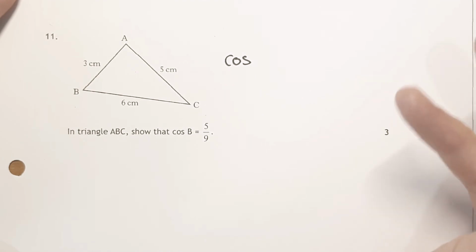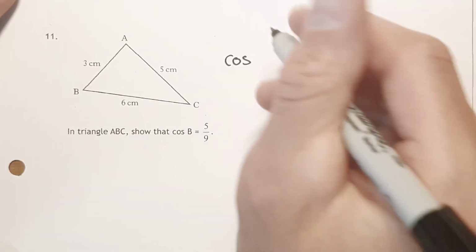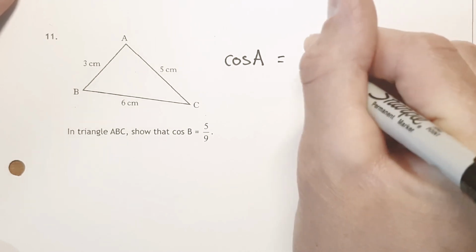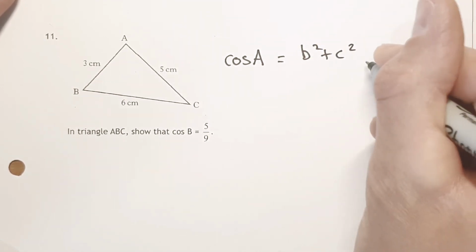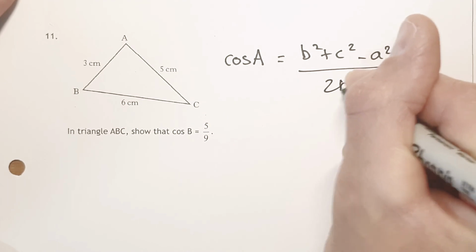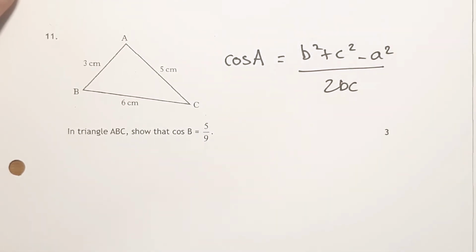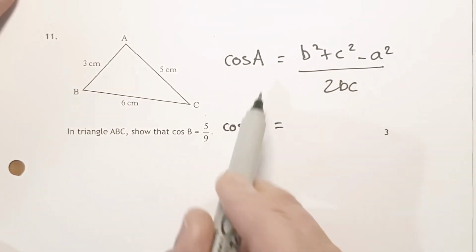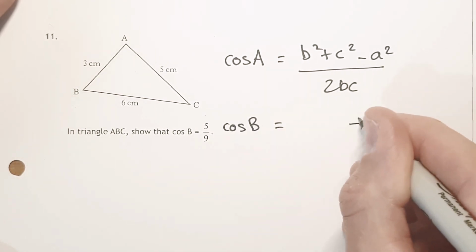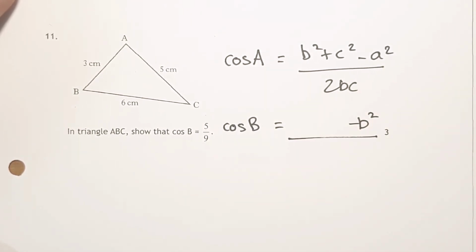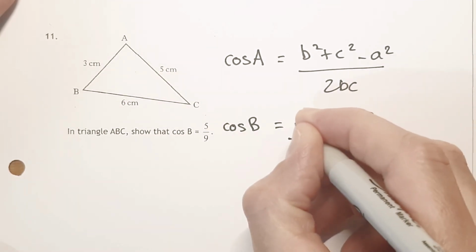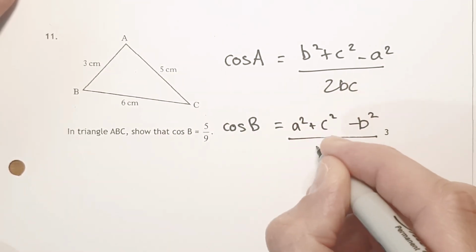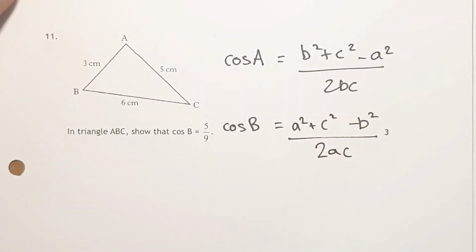Well, let's write down what it tells you in the formula sheet and we'll just change the letters around. It tells you cos A equals b squared plus c squared minus a squared over 2bc. But it's not angle A that we're looking for here, it's angle B. So I'm just going to change the A's for B's and vice versa, B's for A's. So my formula is going to be cos B equals a squared plus c squared minus b squared over 2ac. Now we're not actually finding the angle, we're just finding out what cos B is equal to.